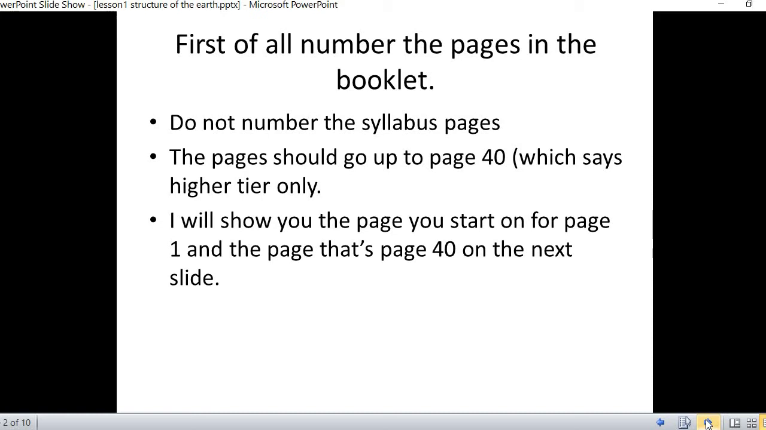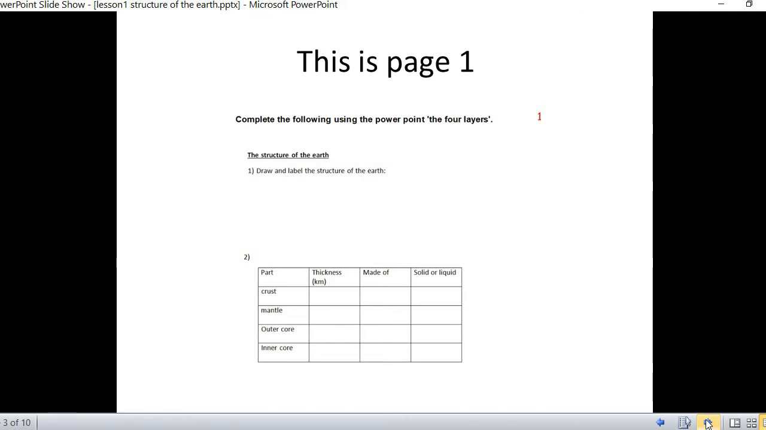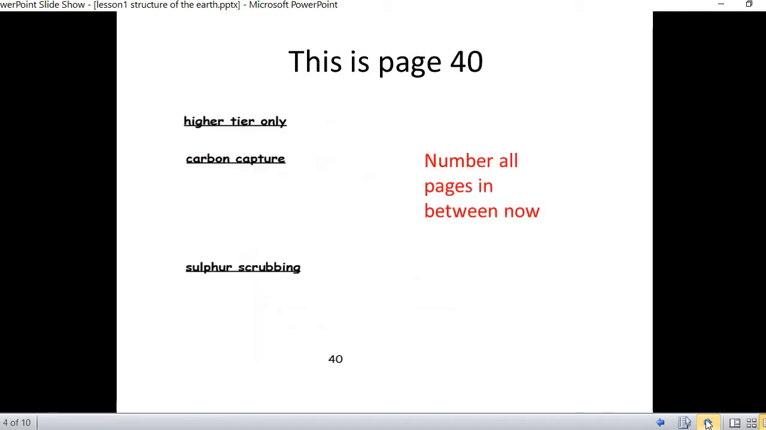So on the next slide, I'll show you what page you start on for page 1 and then just work your way through the book and you should end up on page 40. So this is page 1. So you ignore the syllabus pages. You call that page 1. And then the last page is 40, so if you can number all the pages in between now, please. That will make it much easier for myself and you to work out what pages you're on during the following few lessons for this topic.